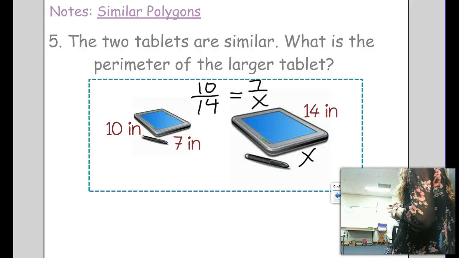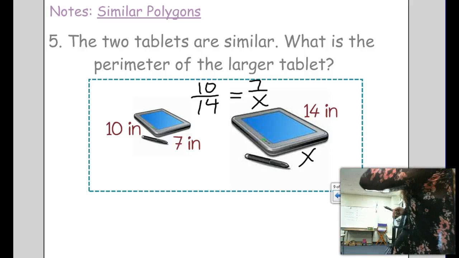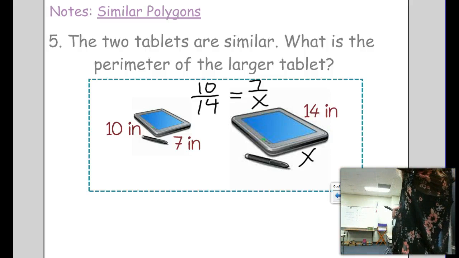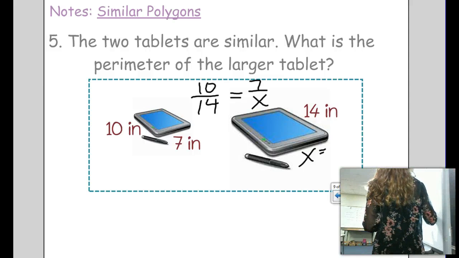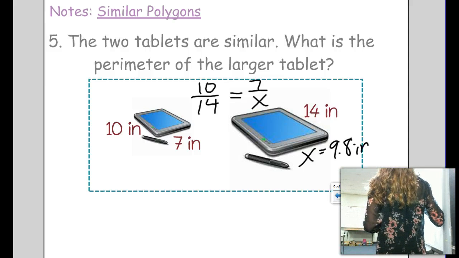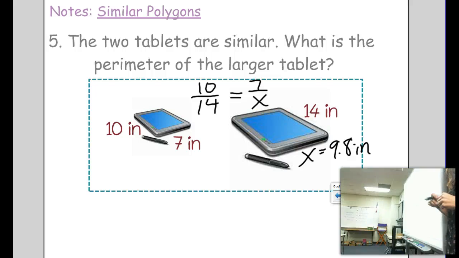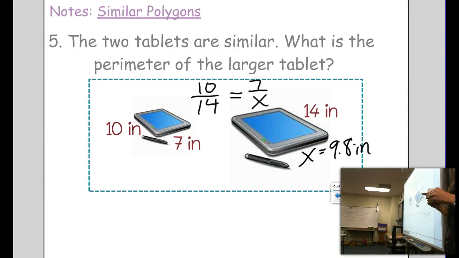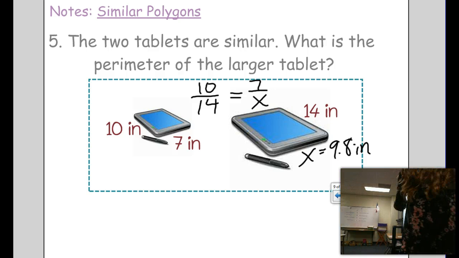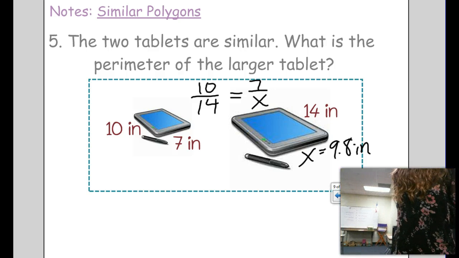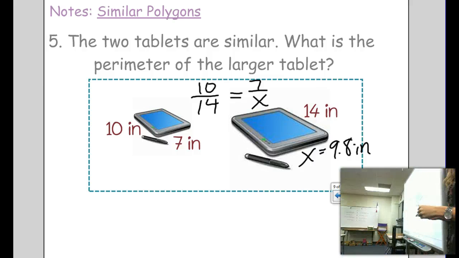Ashley, when you're ready. 9.8 inches. Are we done? Did you read the problem closely? Which one is the larger? The big tablet. What is the perimeter? Do you know what perimeter means? All the sides. Add up all 4 sides. 14 times 2 plus 9.8 times 2.